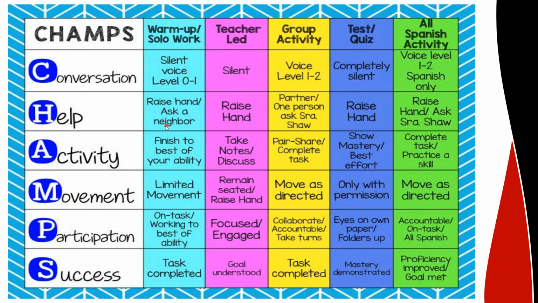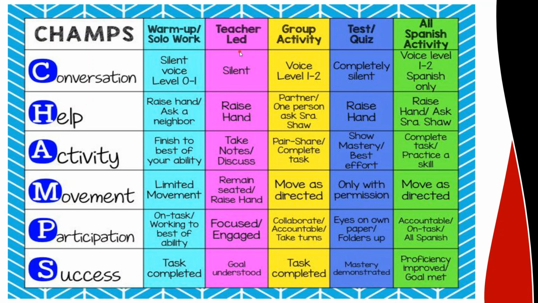If they need help, they'll raise their hand, but they are allowed to ask their neighbor. That's a person closest to them, close enough that they can whisper and that person can hear what they're saying. Finish to the best of their ability. There's limited movement, on task, working to the best of their ability, and task completion is considered success. So this is how the teacher has defined success for the scholars.